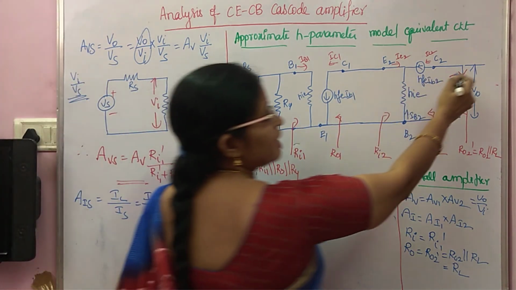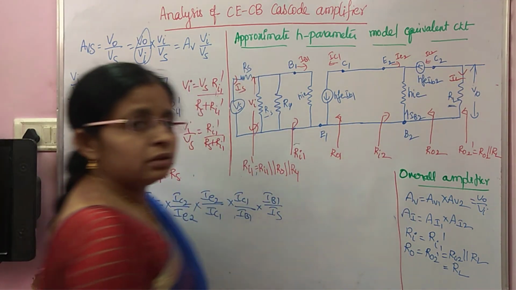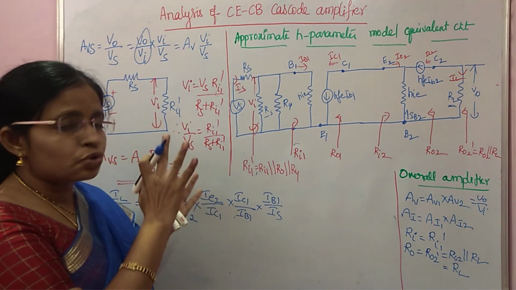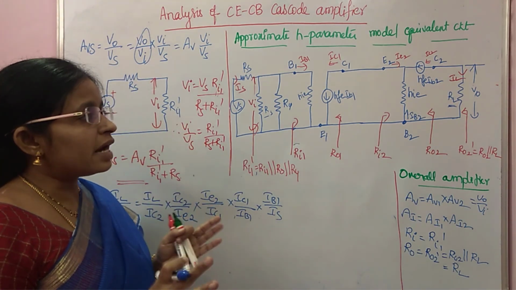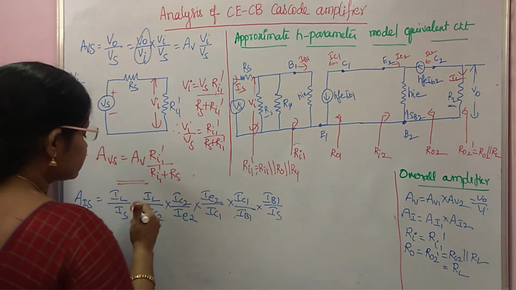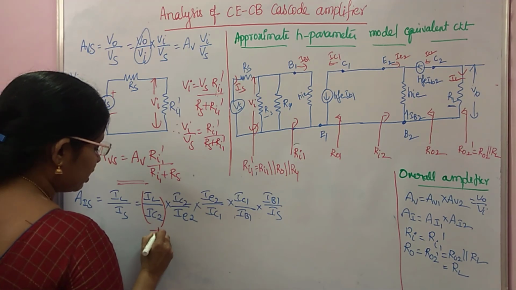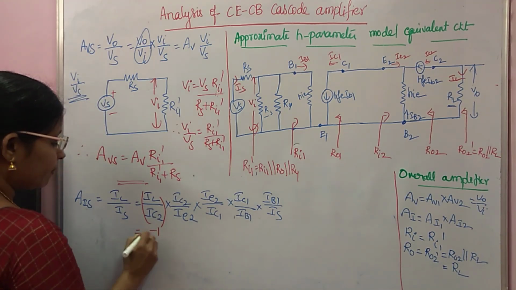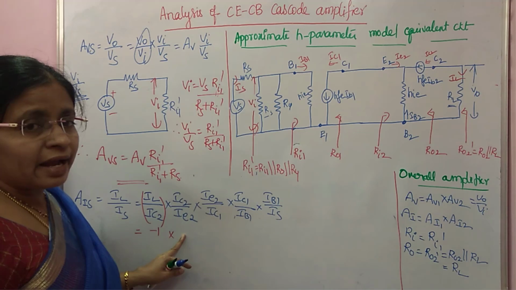Okay, as usual, what is IL by IC2? See here, this is IL and this is IC2. There is no resistance to divide those currents, so the two are equal and opposite. For that reason, IL by IC2 is nothing but -1. Next is IC2 by IE2.